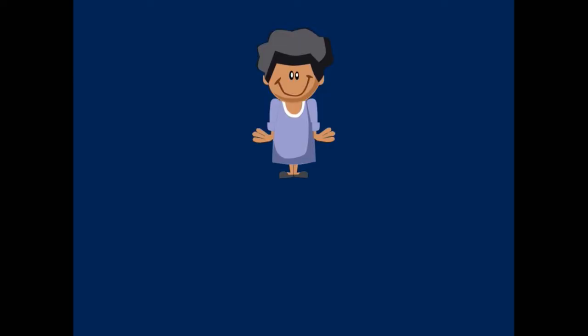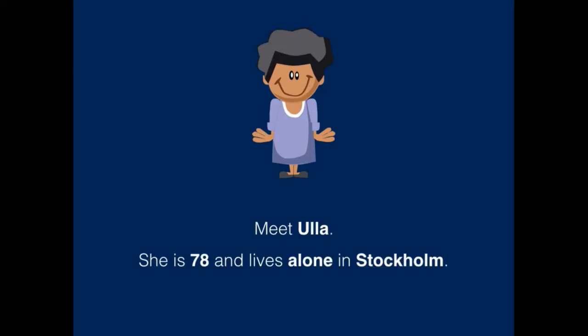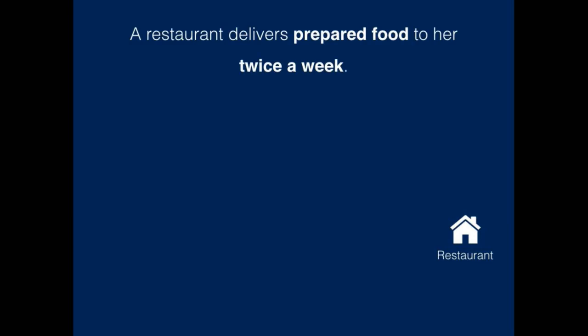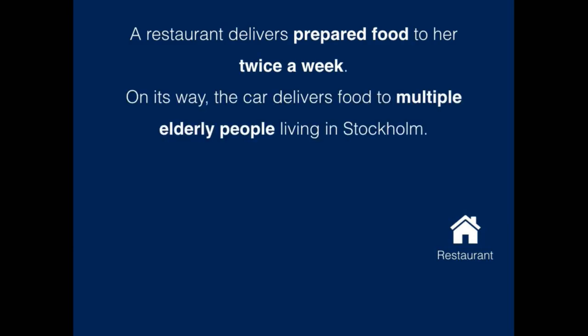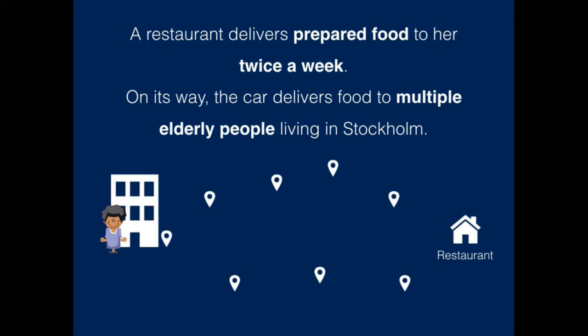And I'm going to explain it to you in a scenario in the next 3 minutes, and yeah, let's start. So I would like to introduce you to Ola. She lives in Stockholm. She's 87 years old, and she gets her food from a restaurant in Stockholm. It's delivered twice a week to her, and it's coming by car, and the car goes to several destinations.